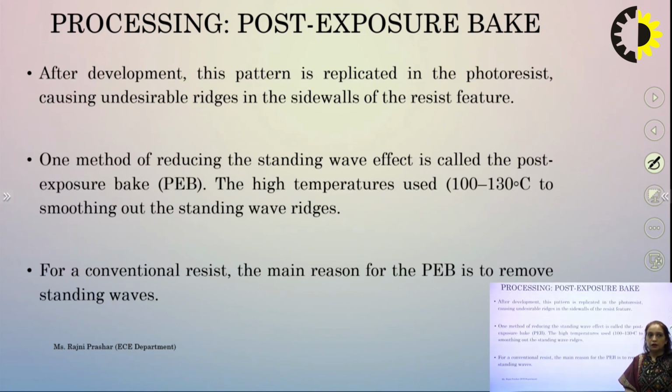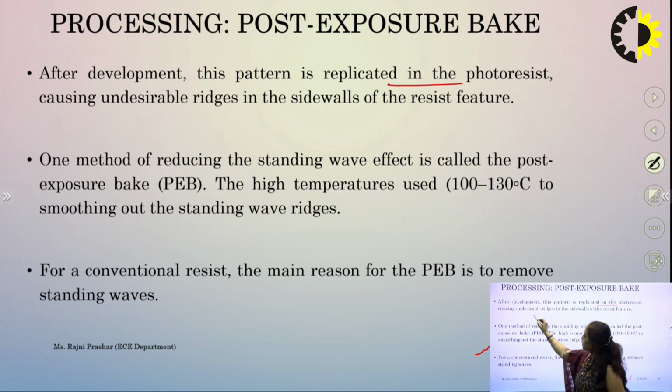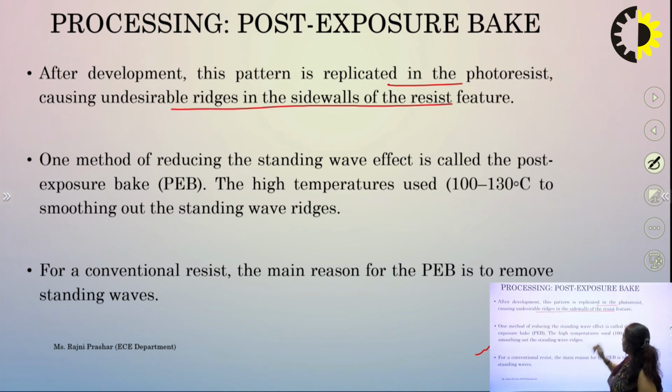Now after this we have to develop the pattern. After development, this pattern is replicated in the photoresist material, causing undesirable ridges in the side wall of the resist feature. So one method to reduce the standing wave effect is known as the post exposure bake, PEB. It is done at a very high temperature, generally 100 to 130 degrees C, which smooths out the standing wave ridges. For conventional resist, the main reason for the PEB is to remove the standing waves which are caused by the reflection of the incident rays.